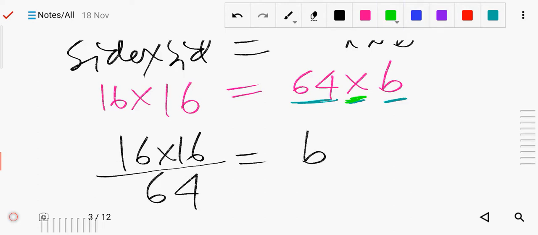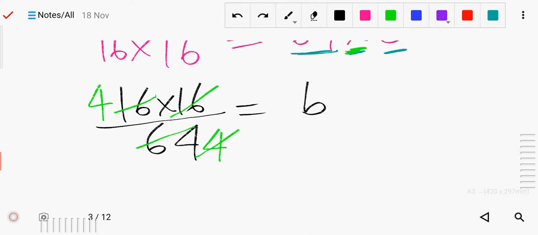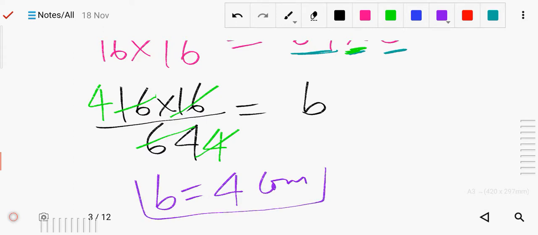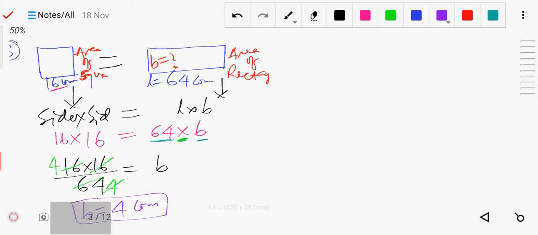Now you can divide, 4 times, and it is also 4 times. Now only 4 is left. So you can write B equals 4, and this is in centimeters. So the breadth of this rectangle was 4 centimeters. So that's your solution.